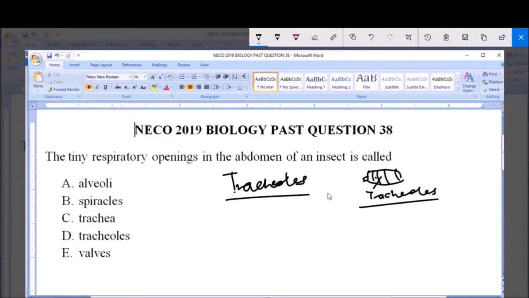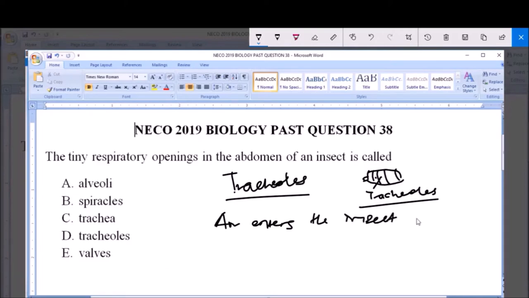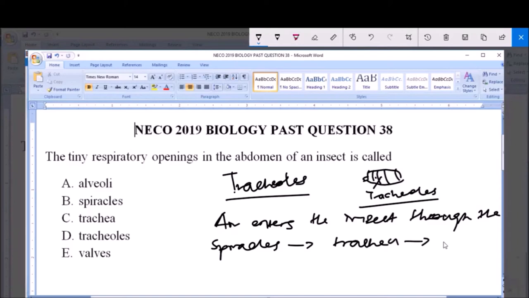Now, how do these tracheoles operate? Air enters into the insect, or the insect breathes air, through the spiracles. So air enters into the insect through the spiracles. Then from the spiracles, the air goes into the trachea. The trachea is actually the respiratory system of an insect. Then from the trachea, the air diffuses into the tiny tracheoles.